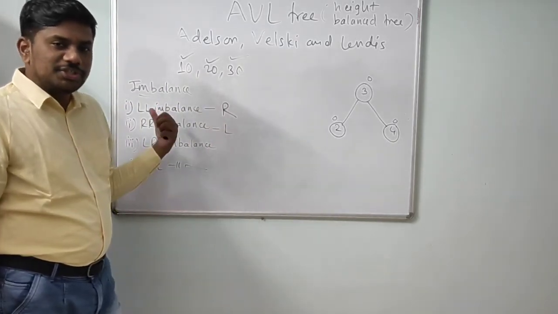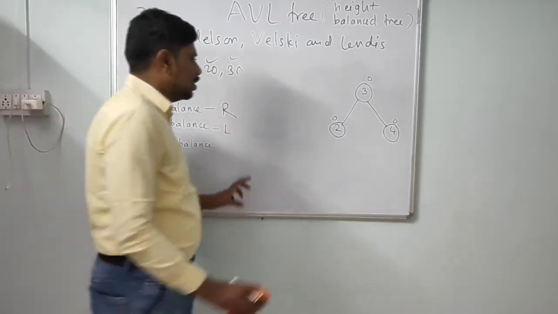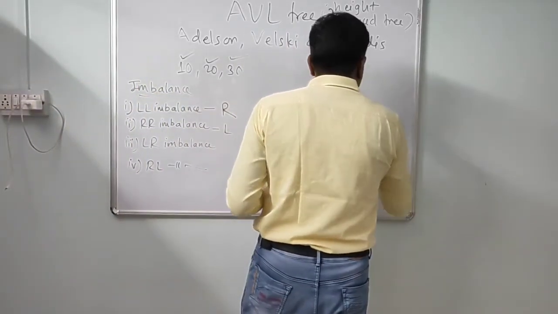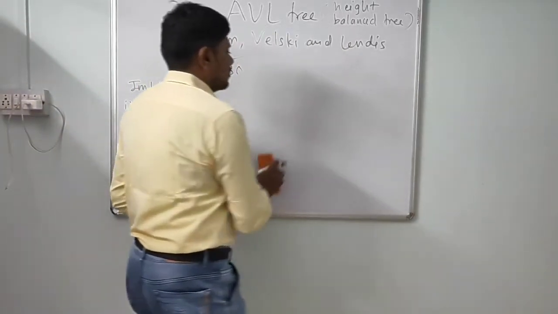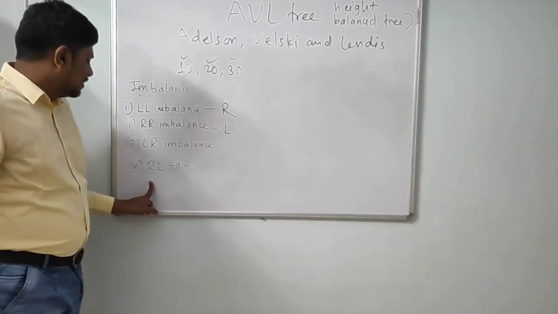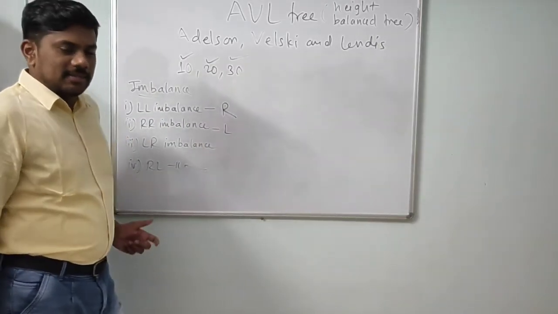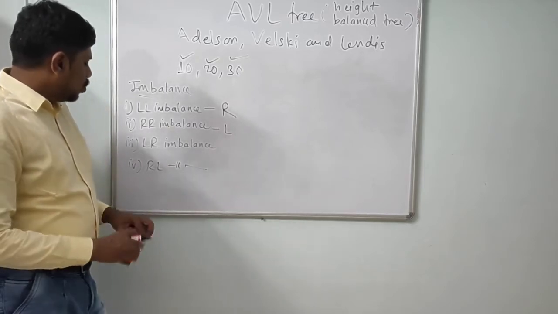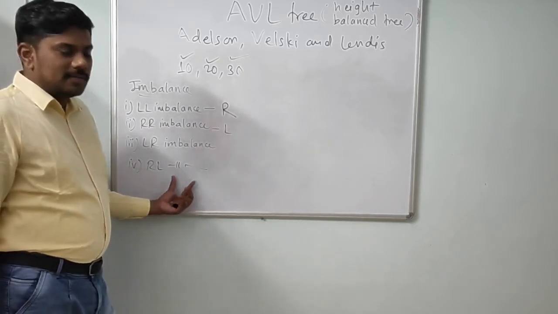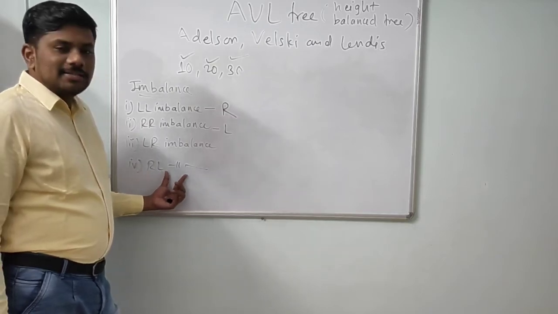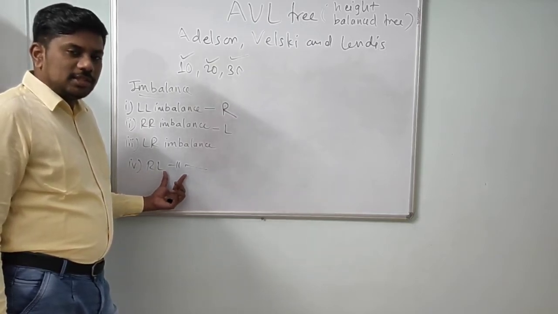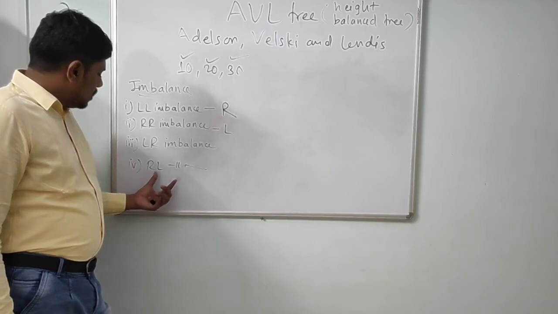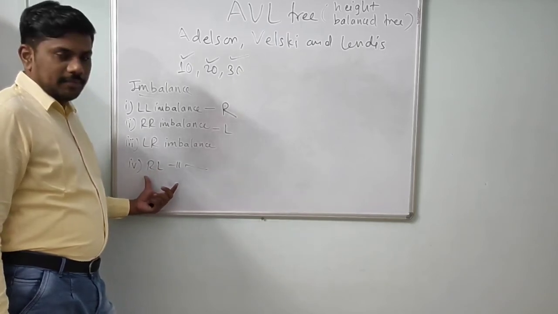First left rotation and then right rotation. So this is LR imbalance. Now the last imbalance is RL imbalance, that is right left imbalance. So what is meant by right left imbalance? Right left imbalance occurs due to insertion of a new node to the left side of the right subtree.